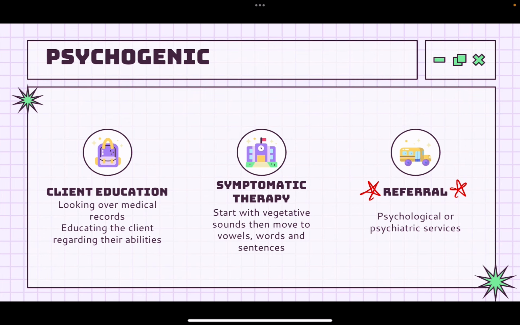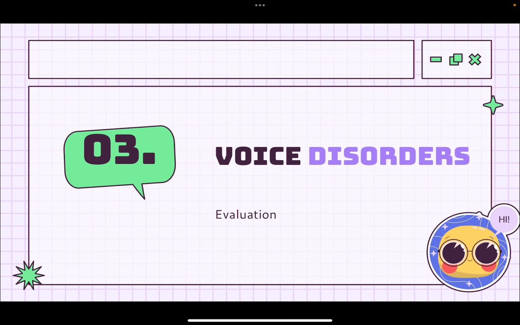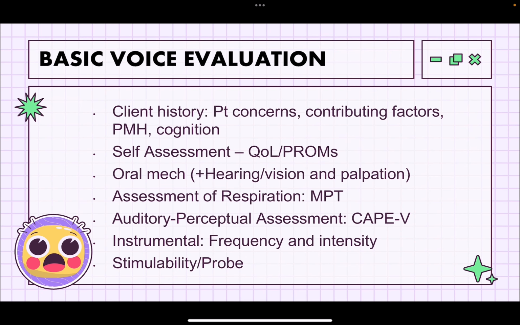So what do we do in an evaluation? What is our job? What does that look like for us? So here's a basic evaluation. And notice that it's really similar to our motor speech as well. So just getting that client history like we always do.